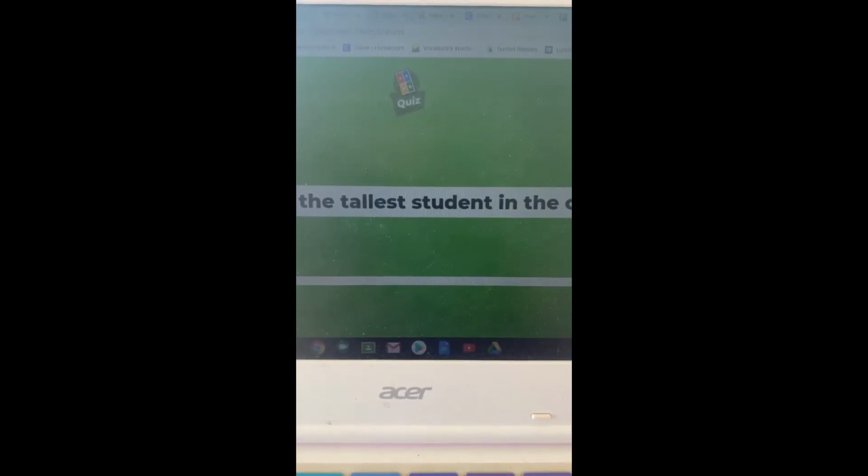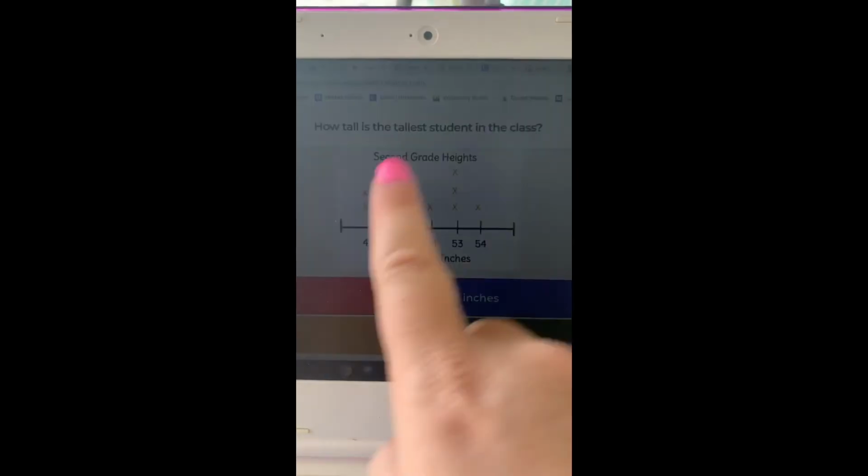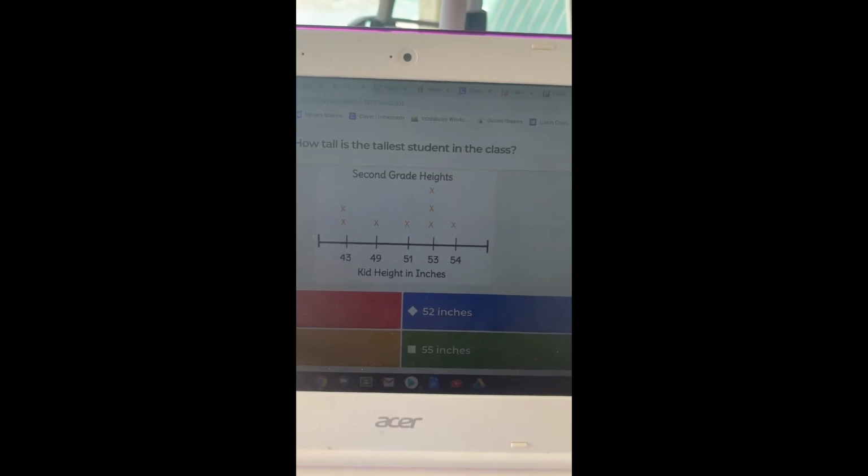How tall is the tallest student in class? So it's giving us a line plot, okay? This is showing you how tall each kid is, and each X represents 1 kid.